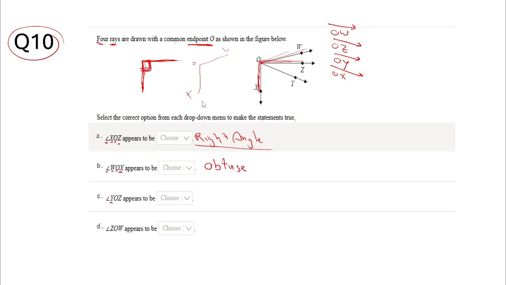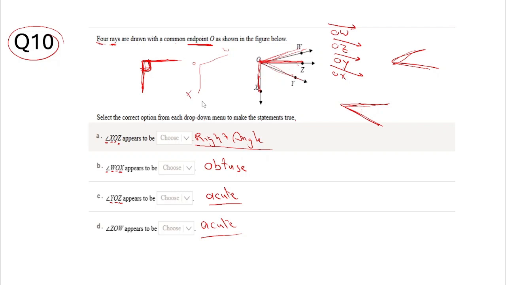Okay. YOZ. You see this angle? This one is acute. Okay. ZOW. Same like this one. Also, it's acute.